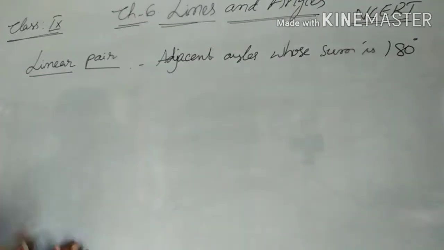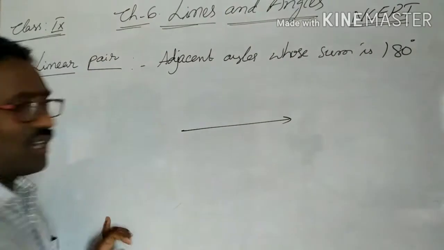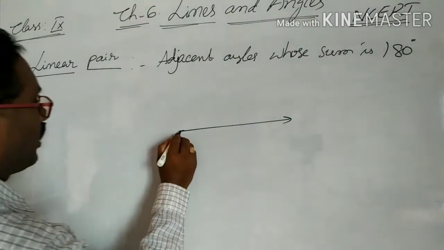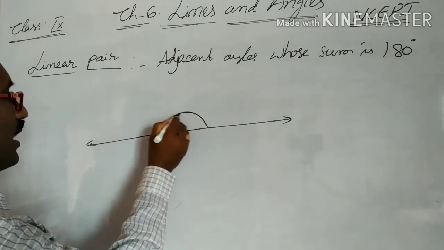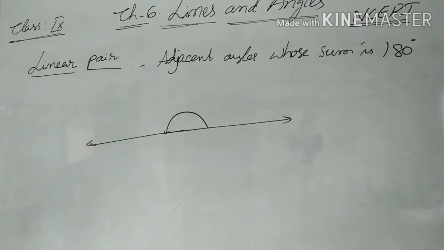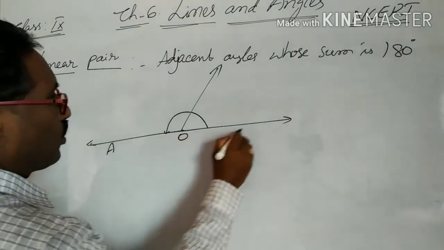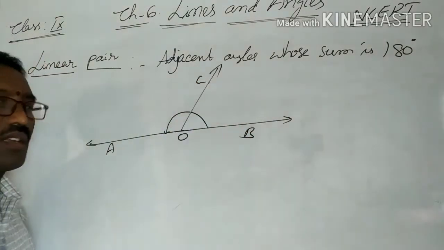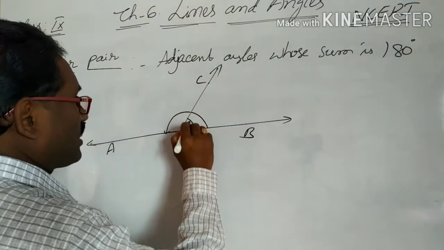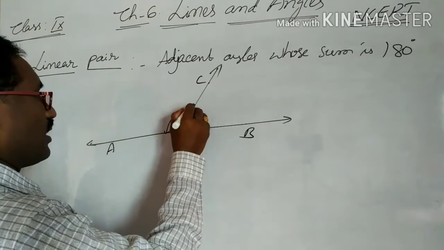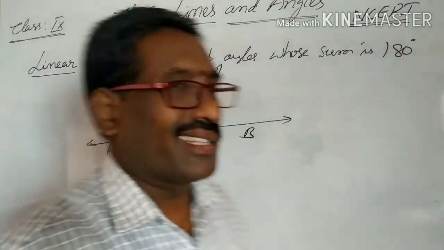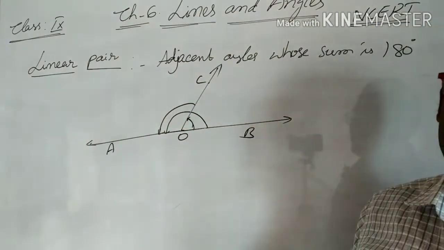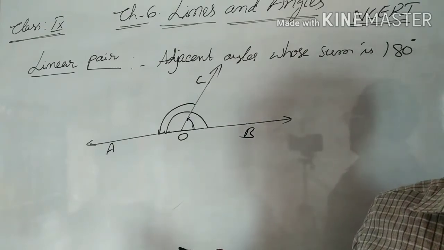Suppose, for example, this is the initial ray, and another ray here is the terminal ray, moving anti-clockwise. Suppose here A, this is O, this is B, this is C. Now see, angle BOC is one angle, and angle AOC is another angle. If the sum of these two angles is 180 degrees, then only they are a linear pair. Otherwise, the two angles are not a linear pair.